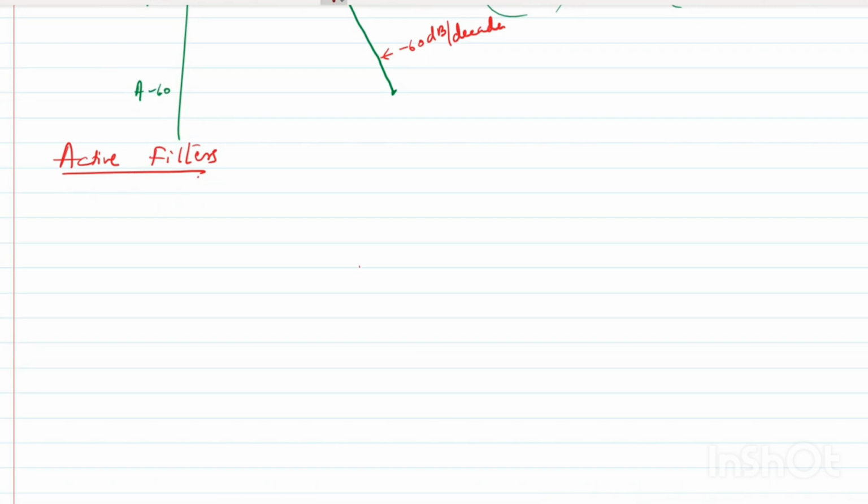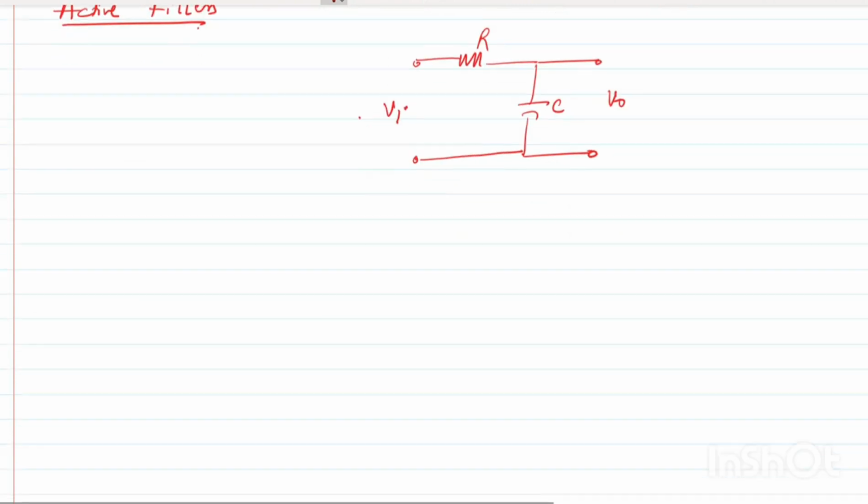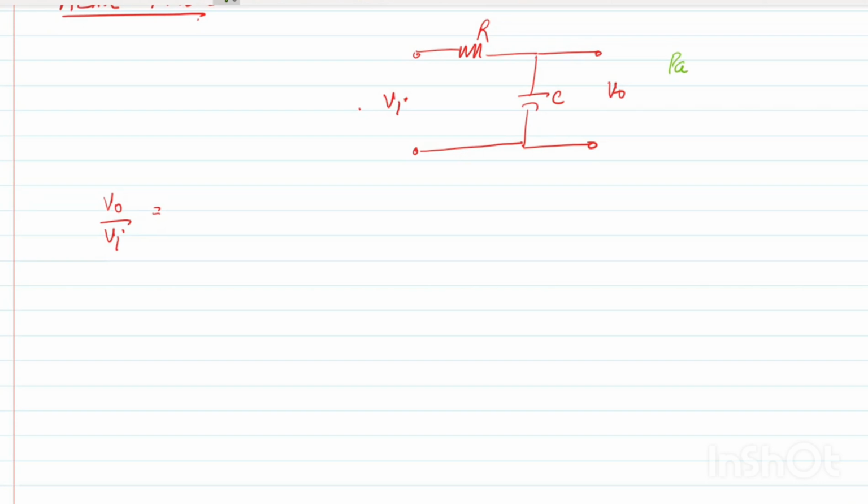I'm drawing a filter now. This is your R and C. Is this an active or passive filter? Passive filter, because it is just R and C. Just find the output by input. Can anyone tell me the output by input of this? This is a passive filter. There is no supply.